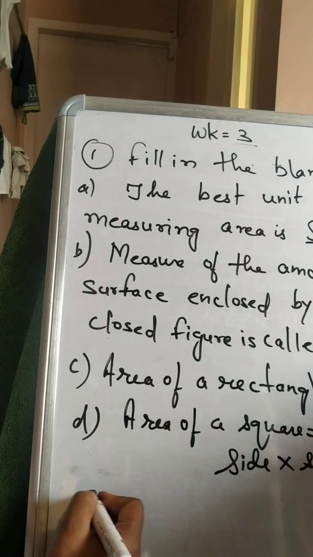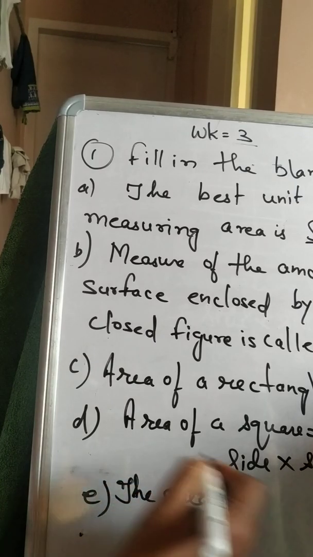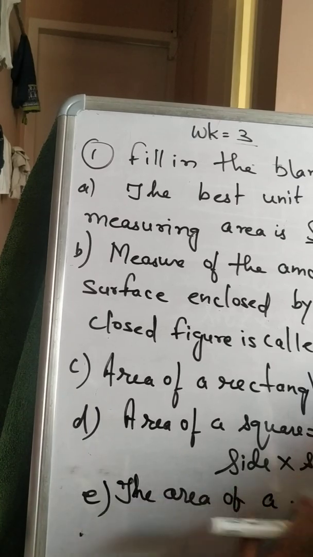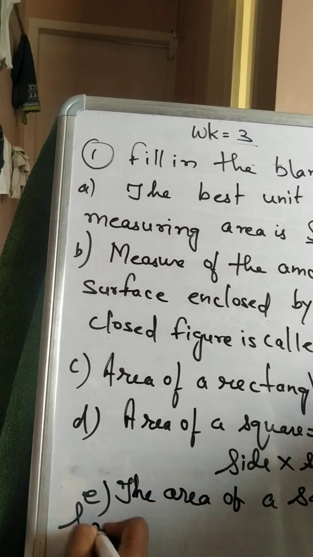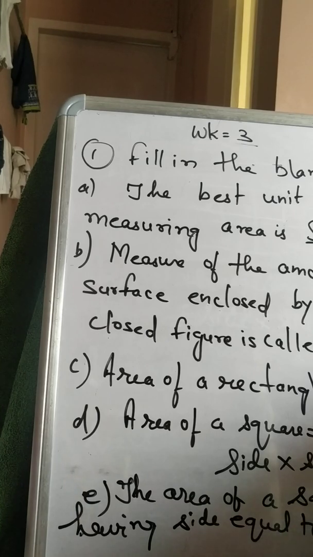Now come to E. The area of a square whose having side equal to 1 centimeter is 1 centimeter square. Okay, so this is the question number 1.